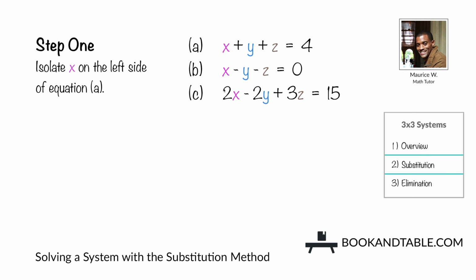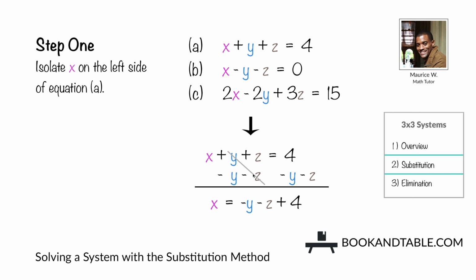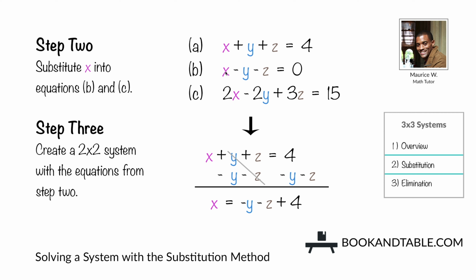So step 1, we want to take equation A and isolate x on the left side. So we have x plus y plus z is equal to 4. So in order to isolate x, we need to subtract y and subtract z from both sides, giving us x is equal to negative y minus z plus 4. And now that we have an expression for x, we want to substitute x into equations B and C here. And then step 3, we want to create a 2x2 system with the equations from this step.